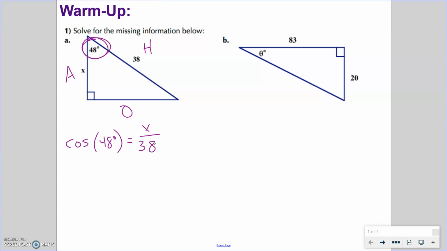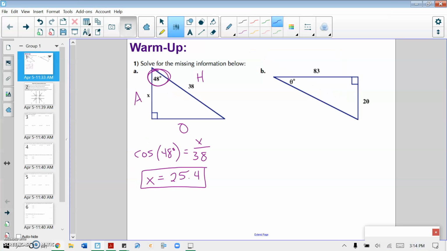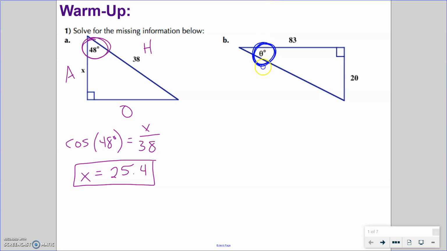So cosine of 48, I get this decimal, it's like 0.66913, and so on. But I know I'm going to multiply by 38 on both sides, so I'm just going to do that right away in my calculator. If I round to one decimal place, I get that x is 25.4 units.